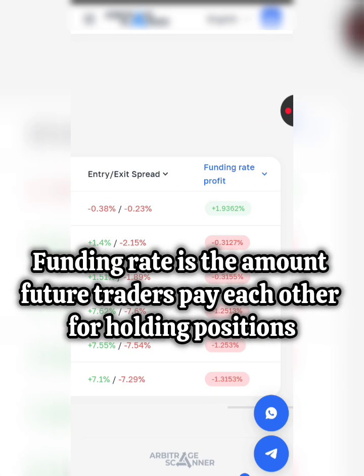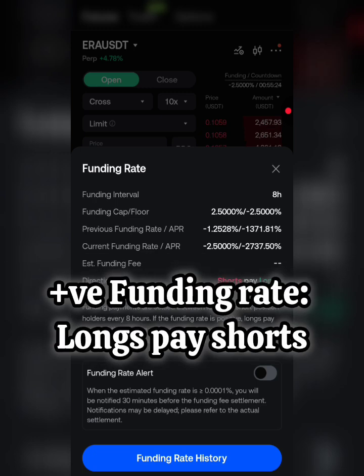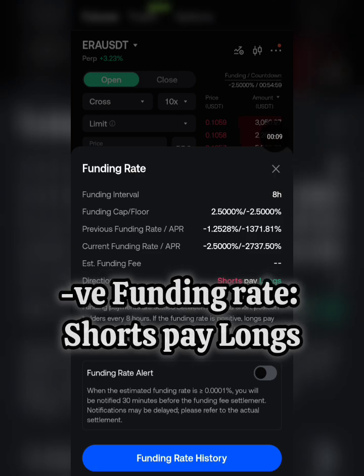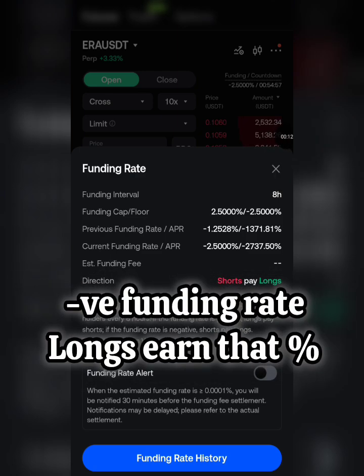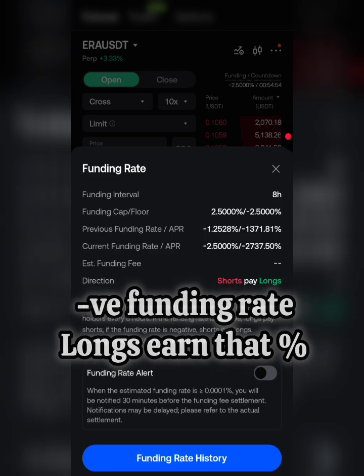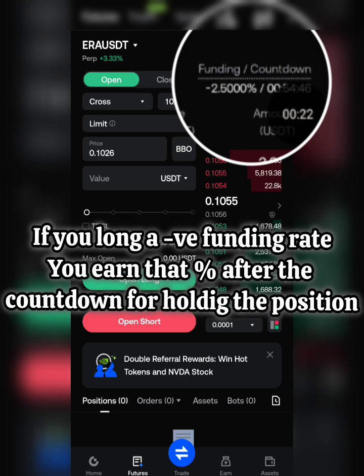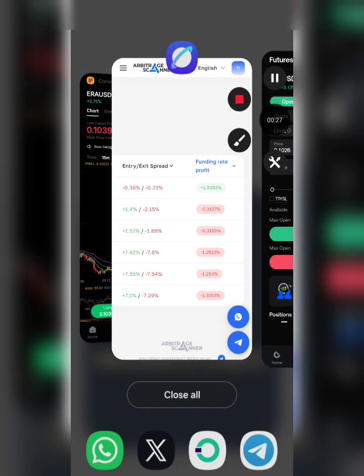Now, funding rate basically means the amount traders pay each other in the futures market. In a positive funding rate, the people that place long trades are the ones paying the people that place short trades. But in a negative funding rate like this, the people that place shorts are the ones paying longs. So for positive, the longs are paying shorts, and for negative, the shorts are paying longs. Which basically means that if you long this particular market right now, you get this amount of funding rate within this countdown right here. And the same goes for the other exchange also.